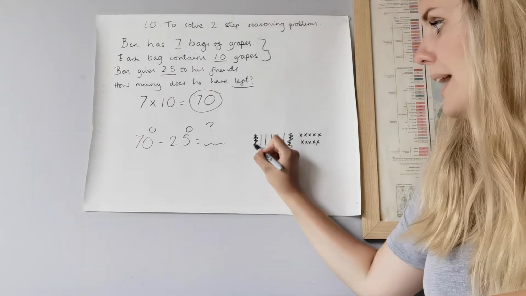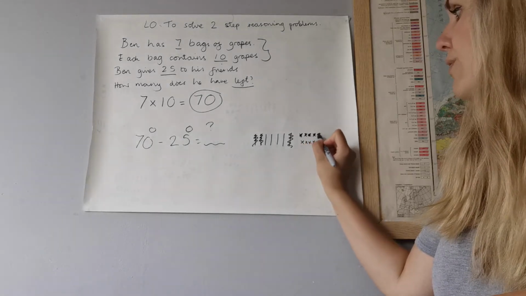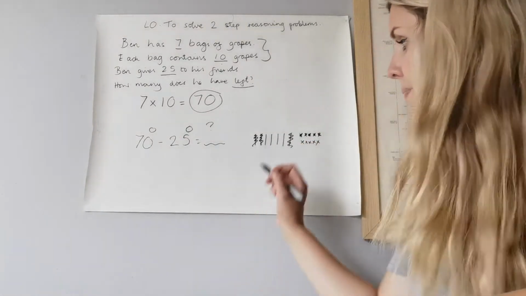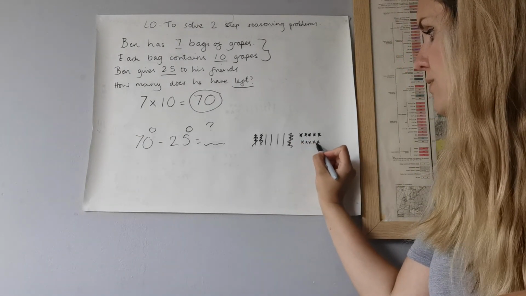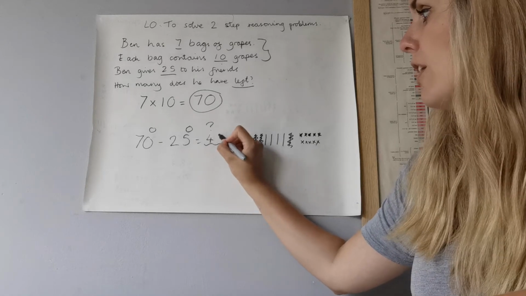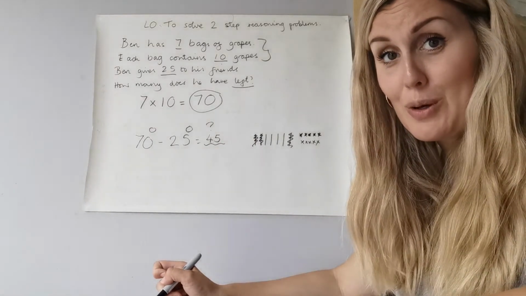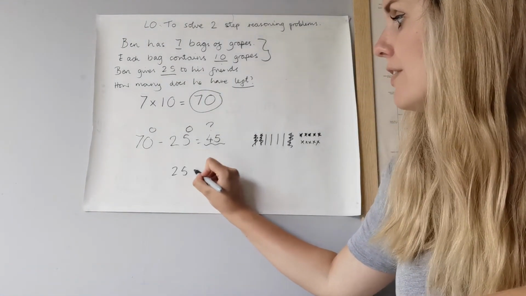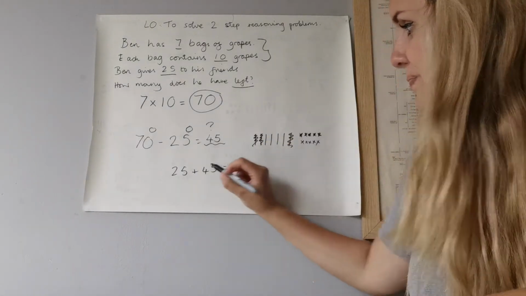I'm just going to scribble out 20 and scribble out 5. 1, 2, 3, 4, 5. And then whatever is left over will be my answer. 10, 20, 30, 40, 41, 42, 43, 44, 45. Now, we could do the inverse that we learned about on Tuesday to double check that our answer is correct. 25, add 45. Hopefully that will come to 70.